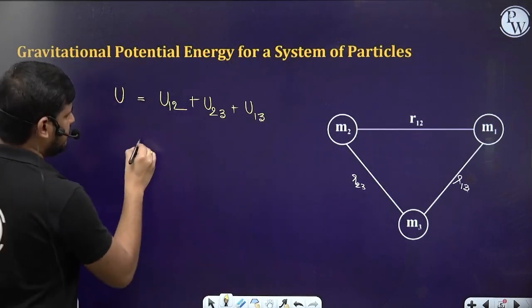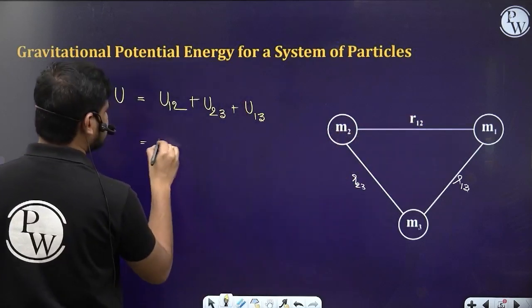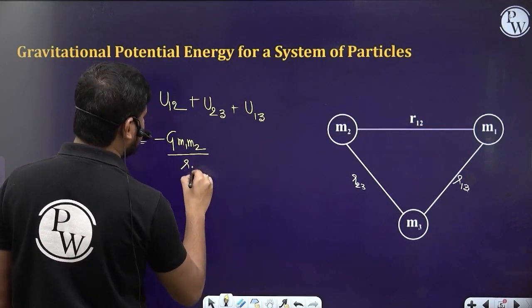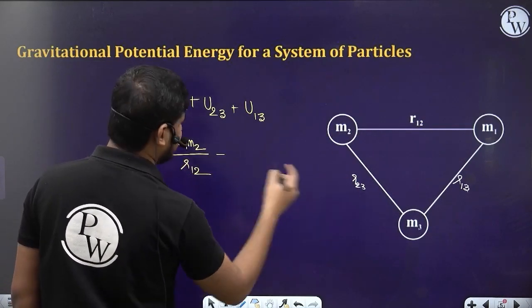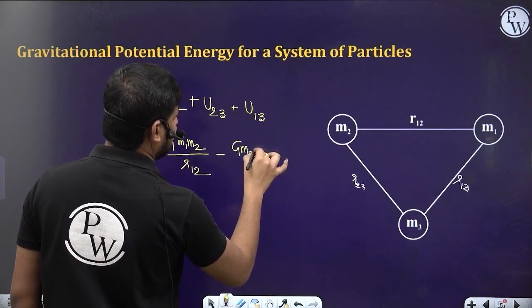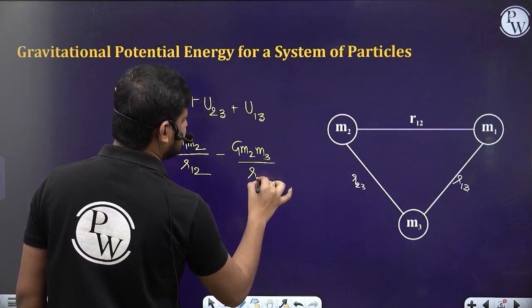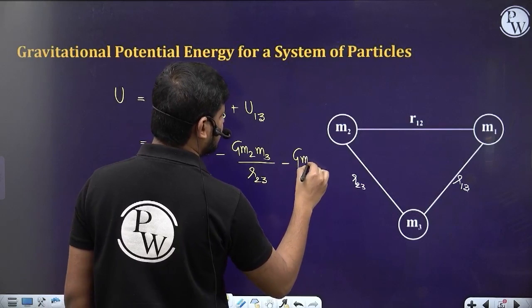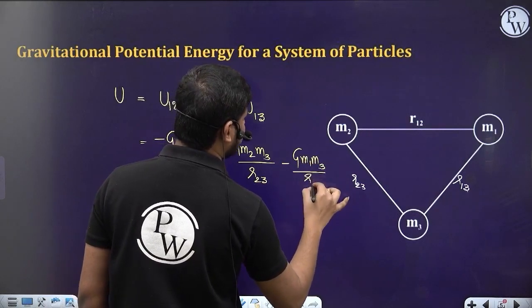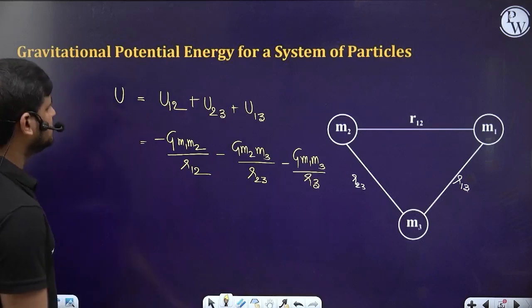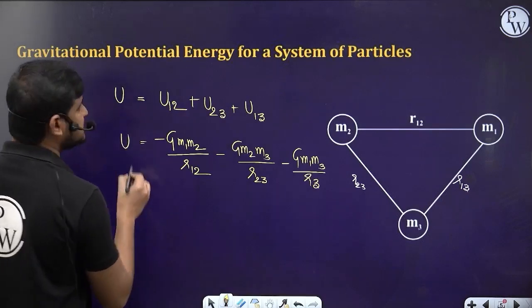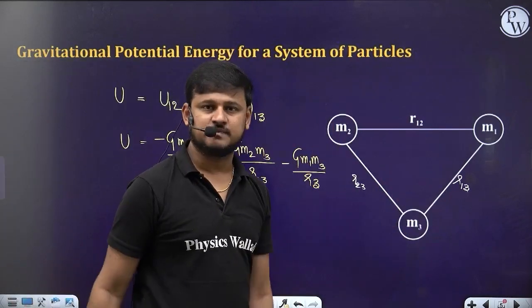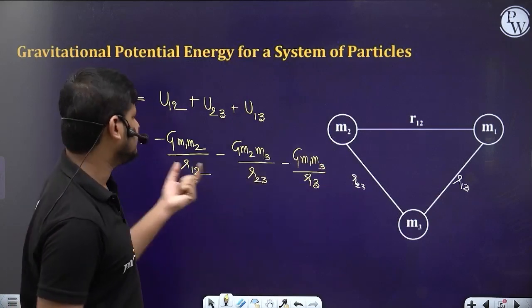Now between 1 and 2, what's the potential energy? Minus G m1 m2 by r12, minus G m2 m3 by r23 between 2 and 3, minus G m1 m3 by r13 between 1 and 3. Yes, done. So this is the gravitational potential energy for a system of particles. If there are three particles like this, we can simply decide.